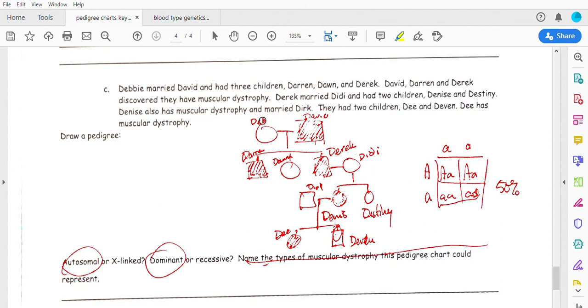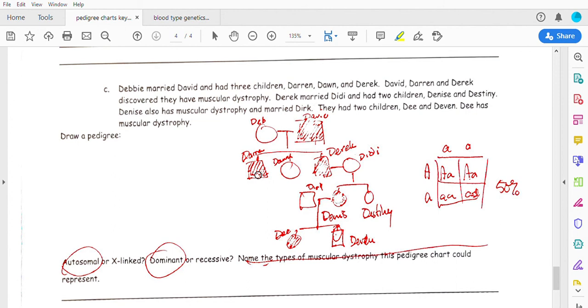So Deb married David. There's Deb, there's David. They had 3 children, Darren, Don, and Derek. David, Darren, and Derek discovered they have muscular dystrophy. Derek married Dee Dee and had 2 children, Denise and Destiny. Denise also had muscular dystrophy and married Dirk. They had 2 children, Dee and Devin. Dee has muscular dystrophy. So it's autosomal, because it's not following just the pattern of males particularly, and it's a dominant trait, because again, there's a 50-50 chance of that trait showing up.